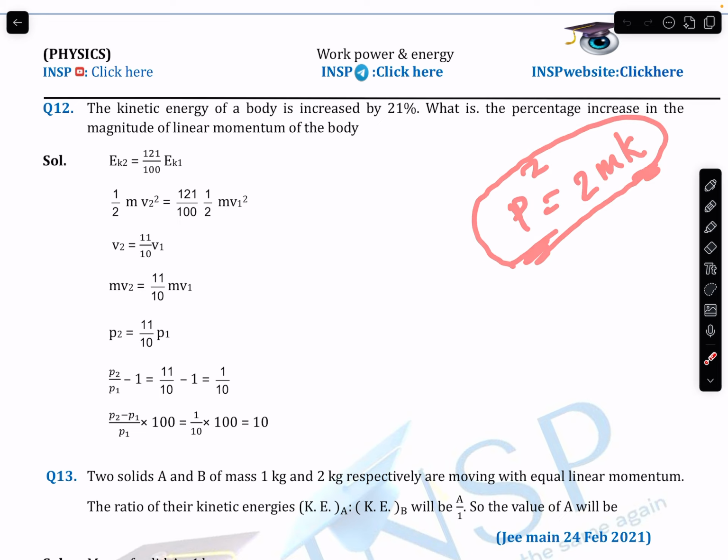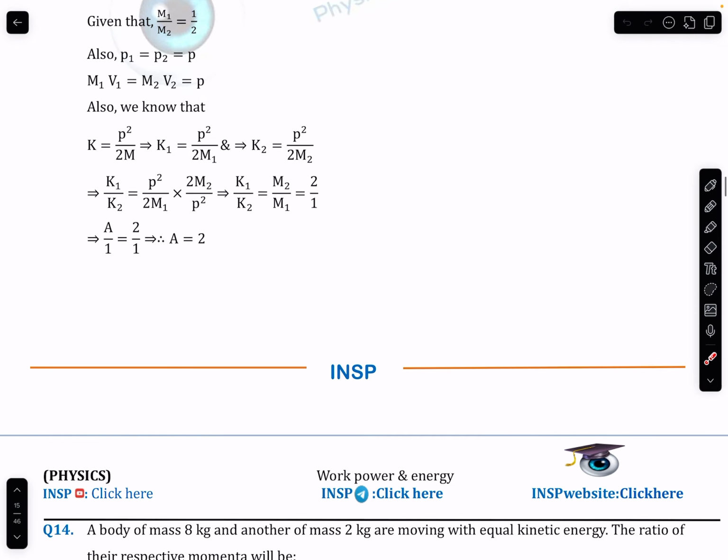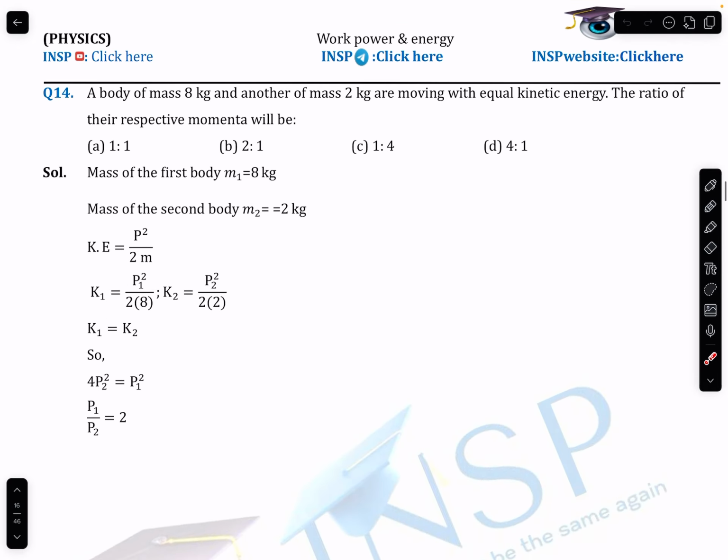The next one came in JEE Mains Feb 2021. Two solids A and B of mass 1 and 2 kg are moving with equal linear momentum. Their ratio of kinetic energy, same formula we can use, P square by 2m. So I'm not going to solve these questions quickly. Just for revision purpose, you have to just see it once whether you are able to solve these or not.